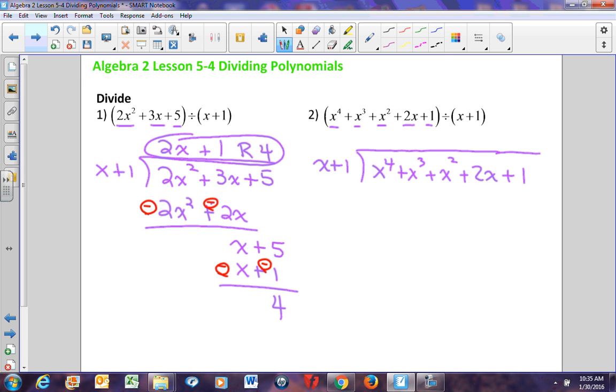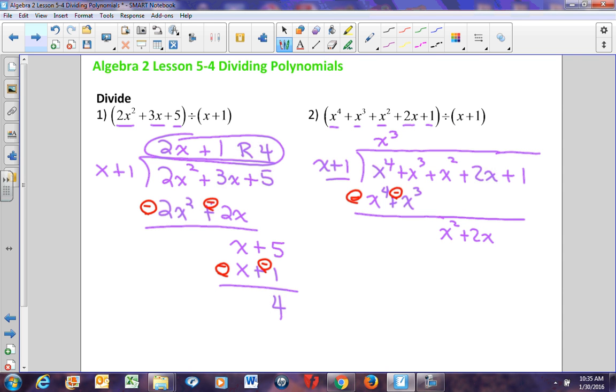What do I need to multiply x by to get x to the 4th? Well, I have to multiply by x to the 3rd. x to the 3rd times x is x to the 4th. x to the 3rd times 1 is x to the 3rd. Change all my signs. x to the 4th minus x to the 4th is nothing. x to the 3rd minus x to the 3rd is nothing. So then I'm going to bring down, and I need to bring down more than one term because I'm dividing by a binomial. So I'm going to bring down the x squared plus the 2x.